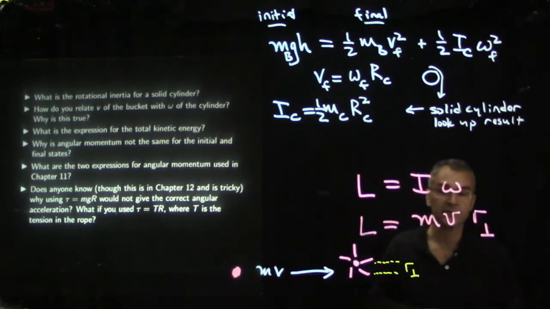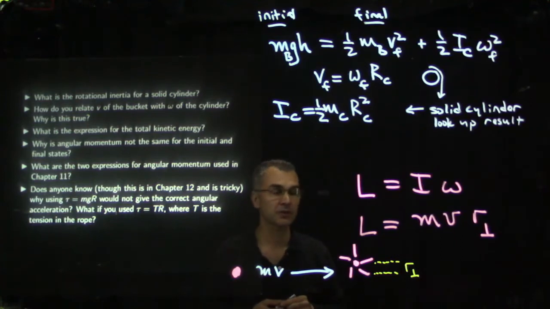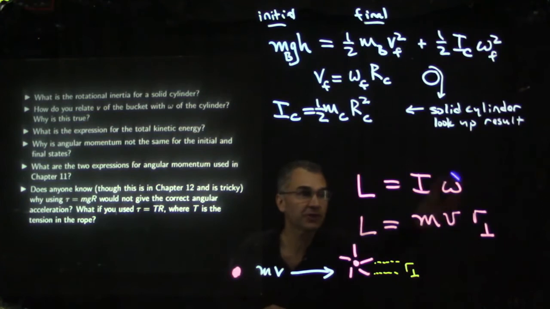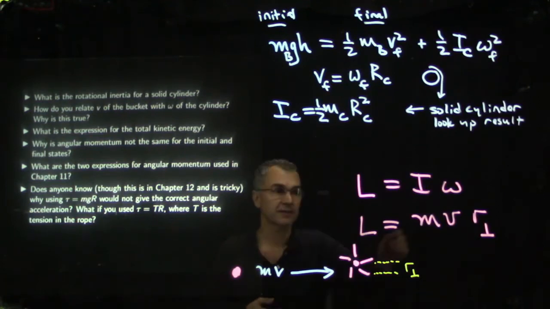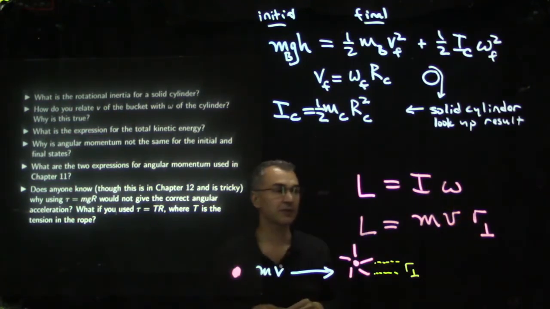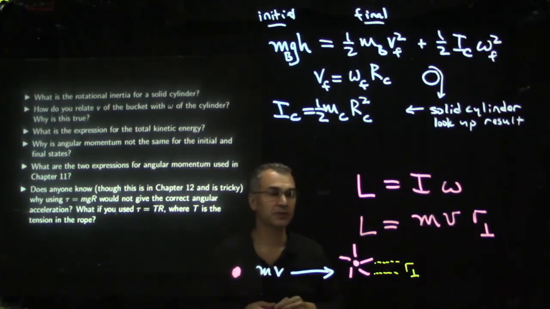There actually are two expressions for angular momentum in chapter 11. I think we're not going to get to them until a little bit later. One of them is just I times omega, so that is rotational inertia times rotational velocity. The other is basically momentum times lever arm, so this is mass times velocity times perpendicular distance.